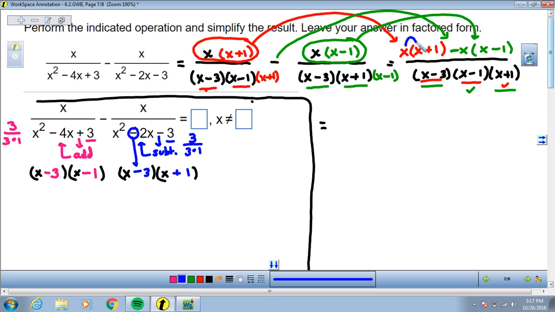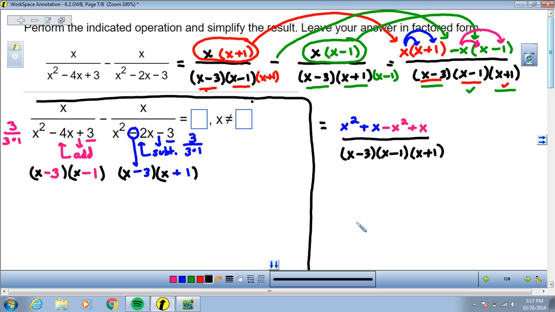If I multiply the x times the x, we get x squared, right? Then x times 1, you get 1x, which is just plus x. Then we are going to distribute the second one. Negative x times x is negative x squared, and negative x times negative 1 is positive x. And then we're going to put that over my common denominator, which is x minus 3, x minus 1, and x plus 1.